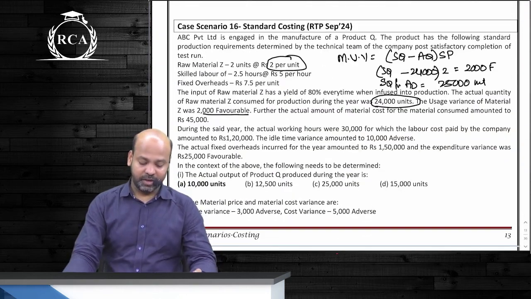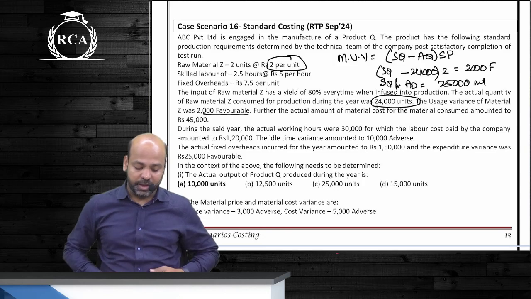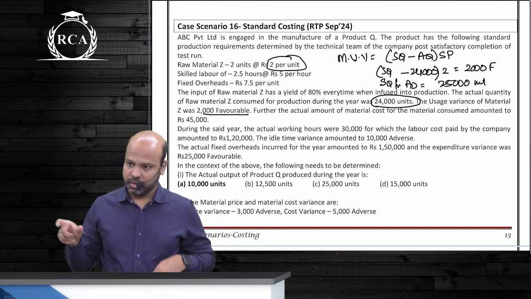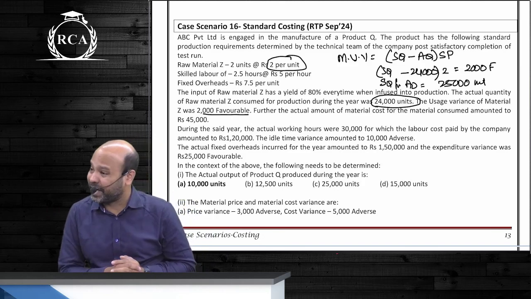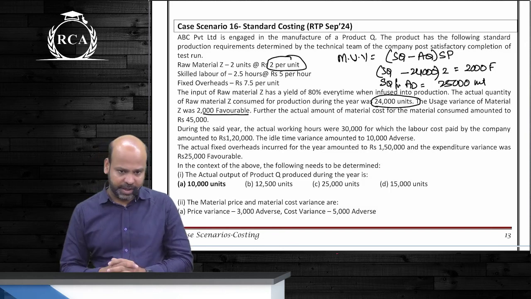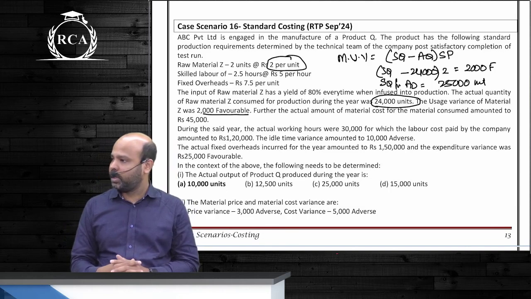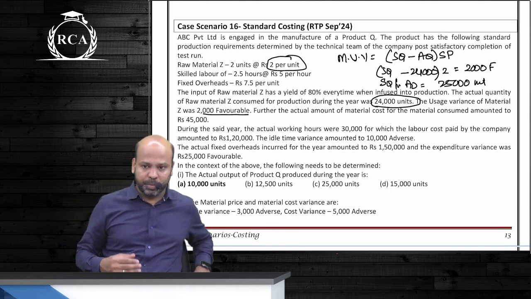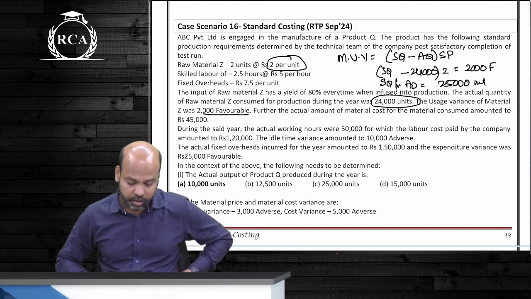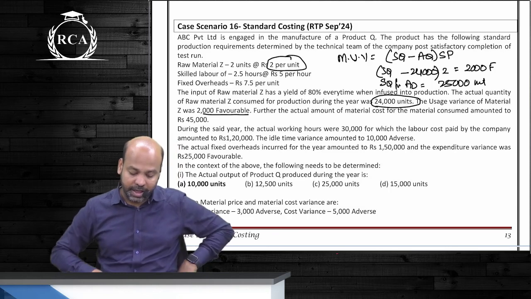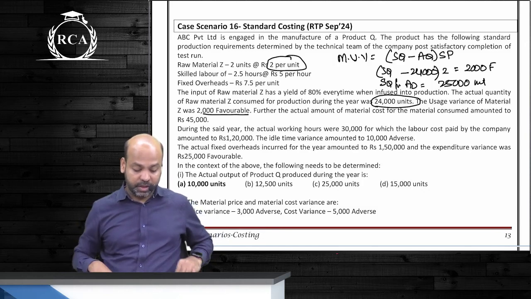Coming back to this, guys, during this said year the actual working hours were 30,000, for which the labor cost paid by the company was 1,20,000. AH is 30,000, guys, so that obviously beta will be AH paid. Sir, how do you know it is AH paid, and it is not AH worked? Itna paid hai bolke. Now you obviously have to pay for idle time also, no? Whatever it is, this will become AH. Correct, guys? Next, beta. The idle time variance amounted to 10,000 adverse. अच्छा, fixed overheads भी है अभी आगे. तो यहाँ तक बस बेटा.